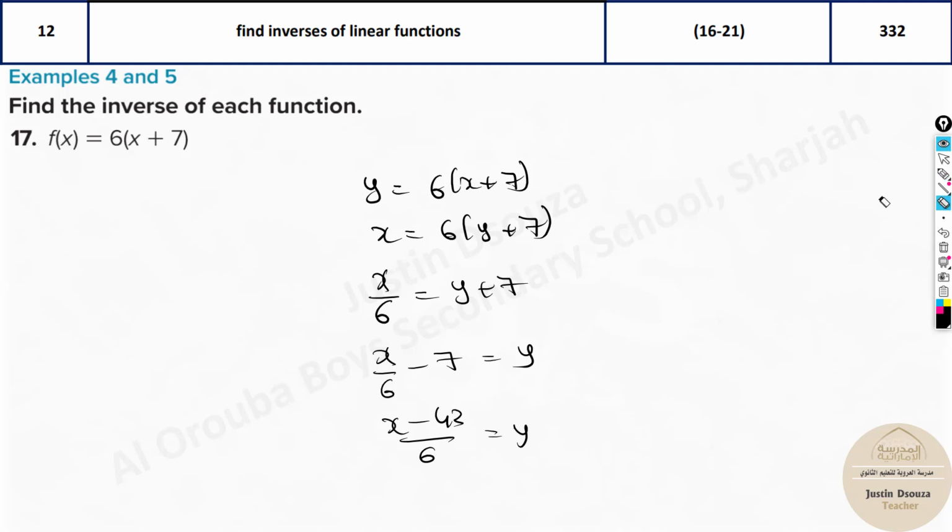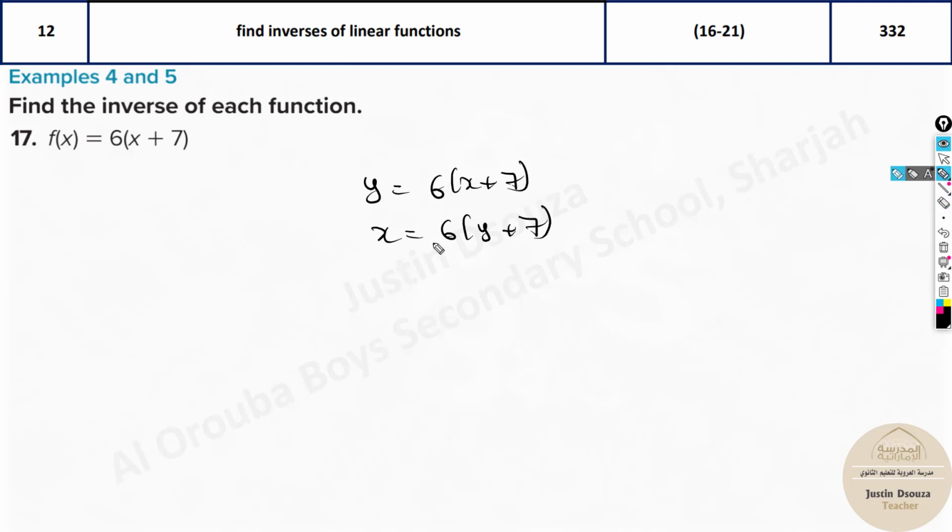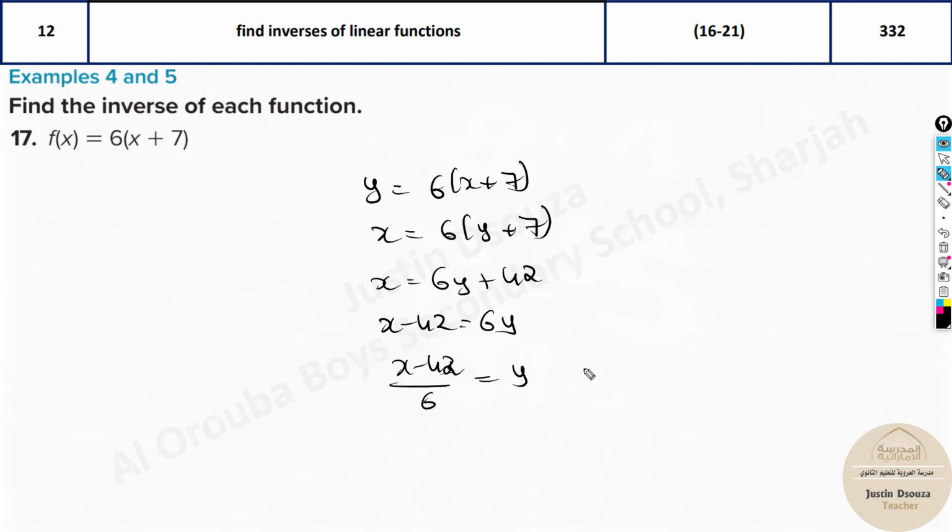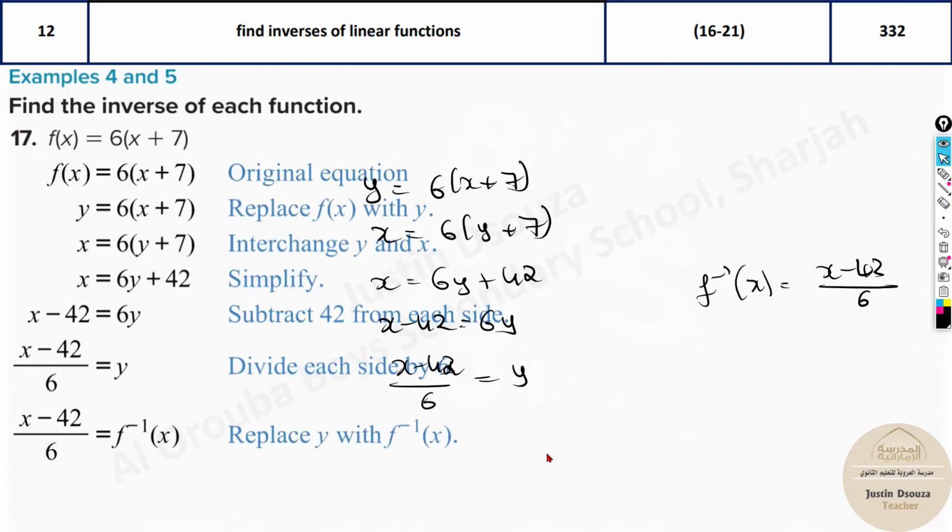Otherwise, the simpler method is always to multiply what is in the bracket, use the distributive property and multiply. So here, x equals 6y plus 7 times 6 is 42. Take this to the other side, x minus 42 equals 6y. X minus 42 divided by 6 equals y. Therefore, f inverse of x equals x minus 42 by 6. That's it. That will be the answer. Yeah, we got the same answer.